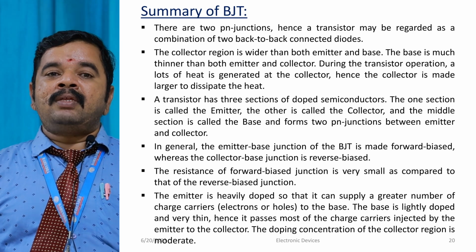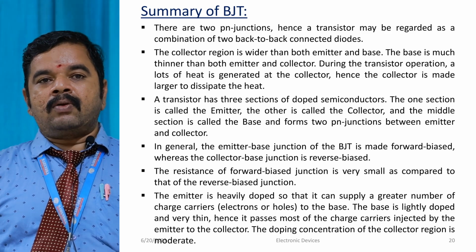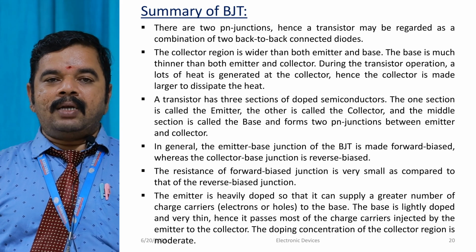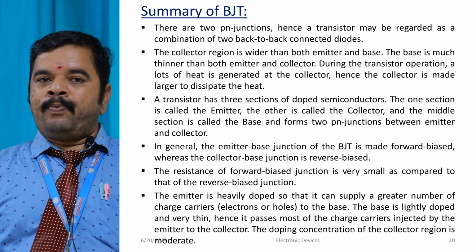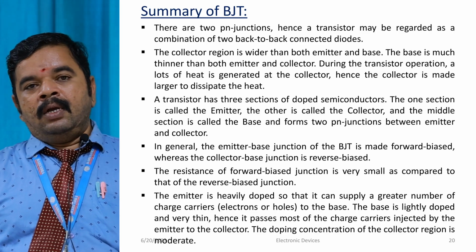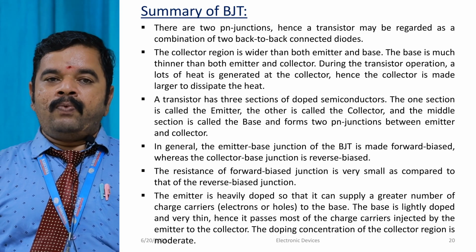The transistor can be used in three configurations: common base, common emitter, and common collector. There are two characteristics: input characteristics and output characteristics. There are three regions of operation: cutoff region, active region, and saturation region. So this is our summary of what we have completed on the BJT.